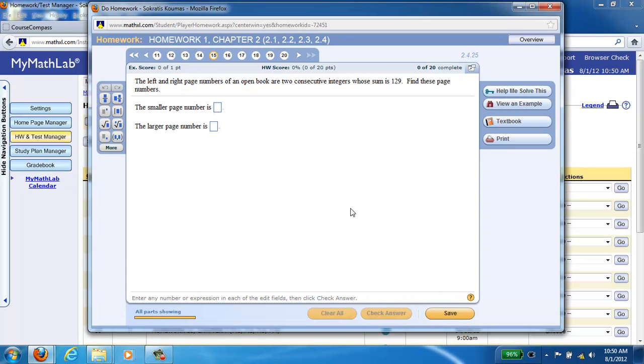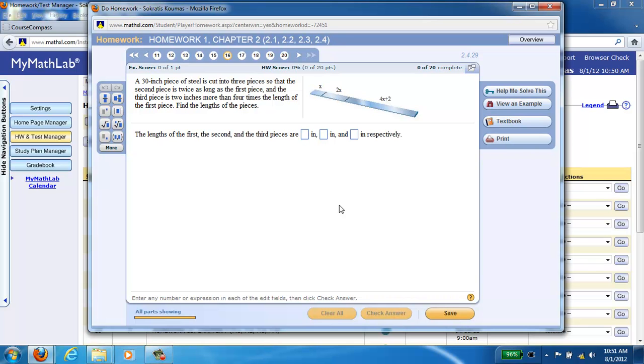In this case the left and the right page numbers of an open book are two consecutive integers. For example, could be 5 and 6, which is equal to 11. And the summation is 129. So what you do, if the first page is x, the second page will be x plus 1 because they are consecutive. So the first page is x, the second is x plus 1 with a summation of 129. And then you continue.